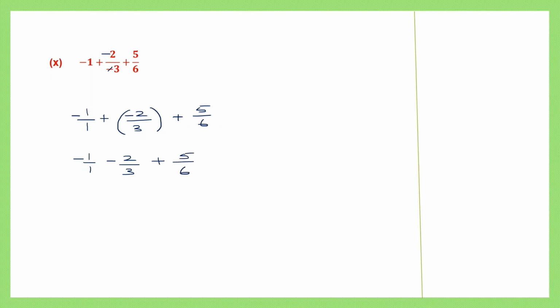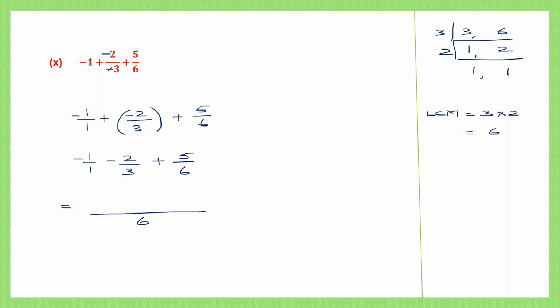Now let's find the LCM of 3 and 6. 3 and 6, we can use 3 here. 3 ones are 3, 3 twos are 6. Let's use 2, 1, 2 ones are 2. LCM will be 3 into 2. 3 twos are 6. So let's use that here. So 6 is our LCM. The first denominator is 1. So 1 into 6. So multiply minus 1 also into 6. So that becomes minus 6.